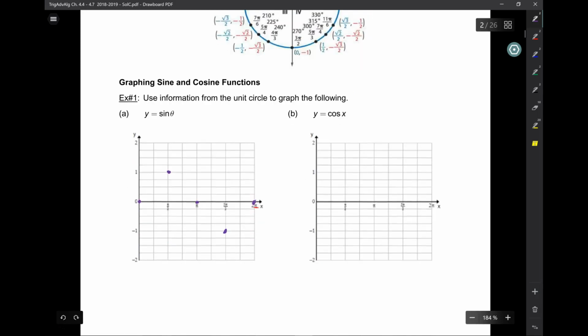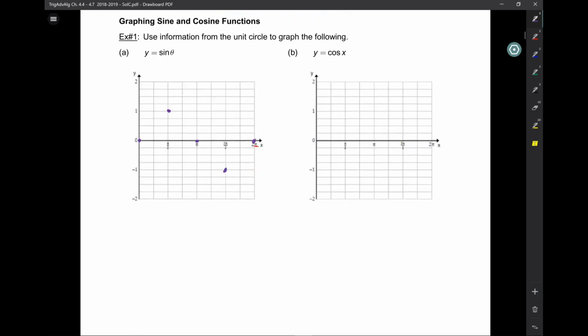Do we memorize the unit circle? Should we? No. So it was 0, pi over 2, pi. We're not memorizing anything, huh? I'm going to tell you guys exactly where we get all those points.